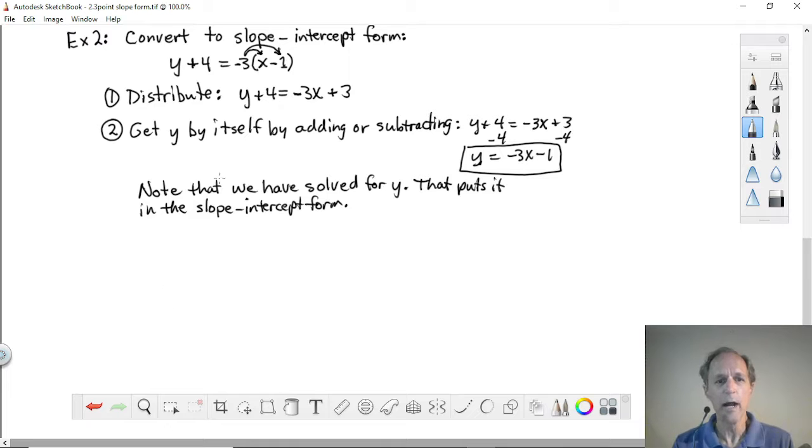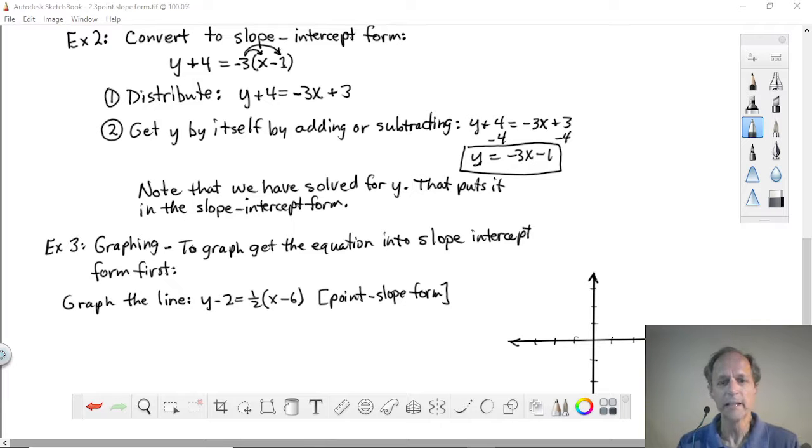is go ahead and get y by itself by adding or subtracting. Okay, so we have y plus 4. We want it to just be y on the left. So we subtract 4 from both sides. That's right here. And then we get y equals -3x minus 1. And that's great. That's the slope-intercept form, right? It's y equals something times x, that is the slope times x, and then plus b. So b is -1 here. And we've got it. So note that what we really did was we solved for y. And that puts it in slope-intercept form when you solve for y.